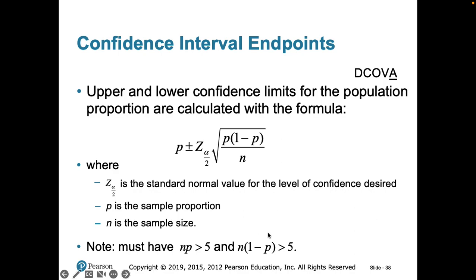The upper and lower confidence limits for the population proportion are calculated using a formula which is very similar to what we've been using. In this case, z alpha divided by 2 is the standard normal value for the level of confidence desired, p is the sample proportion, and n is the sample size. So pretty much the same thing we've been doing.